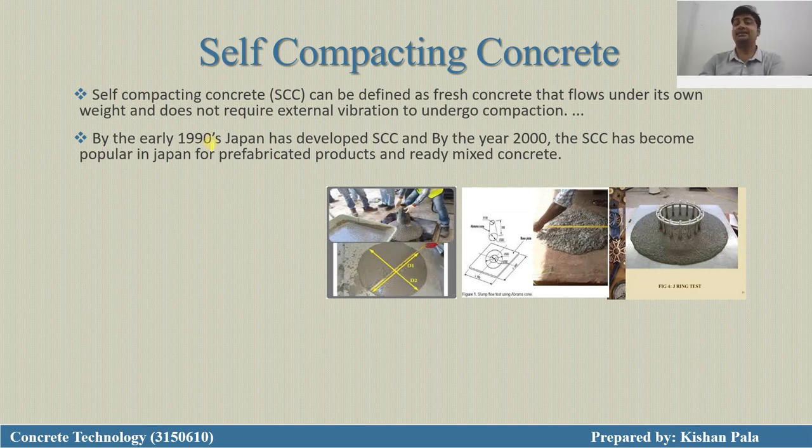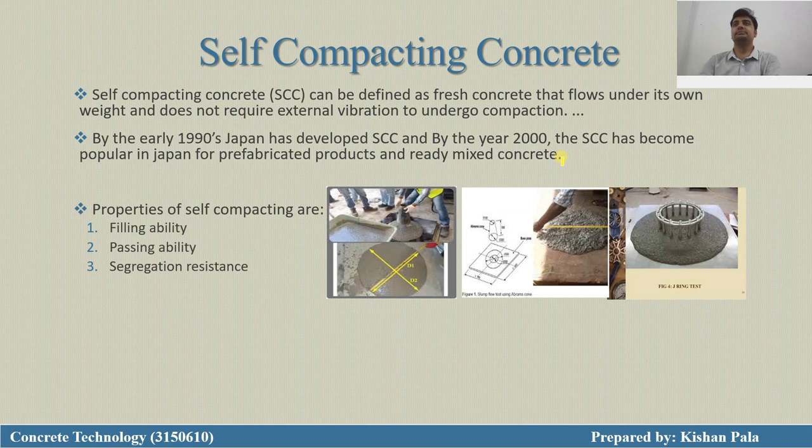By the early 1990s, Japan had developed self-compacting concrete, and by the year 2000, self-compacting concrete had become popular in Japan in prefabricated products and ready-mix concrete. The main properties of self-compacting concrete are filling ability, which means it can fill each and every part of the formwork. Second one is passing ability. It can pass through congested reinforcement. And third one is segregation resistance. So these are the three main fresh properties of self-compacting concrete.